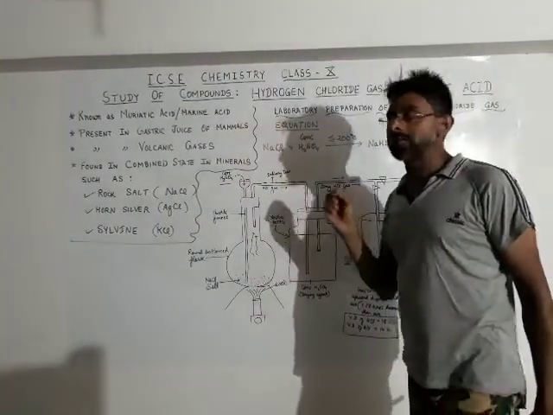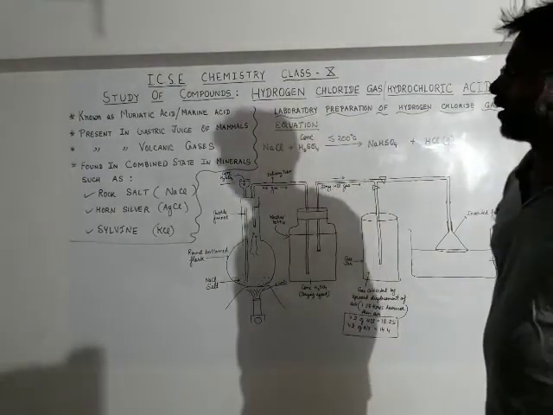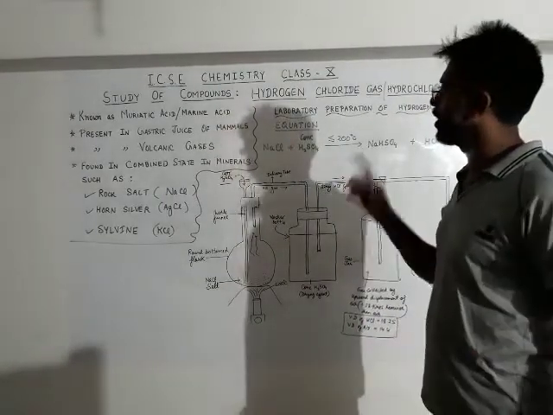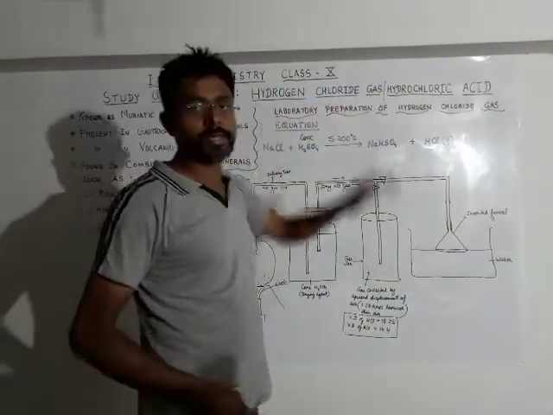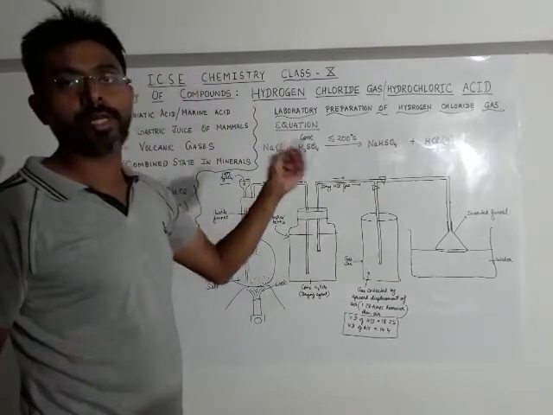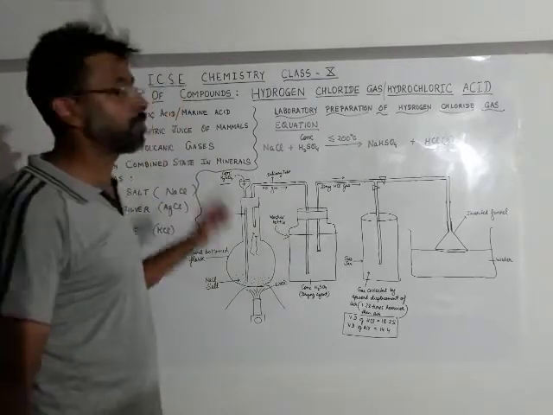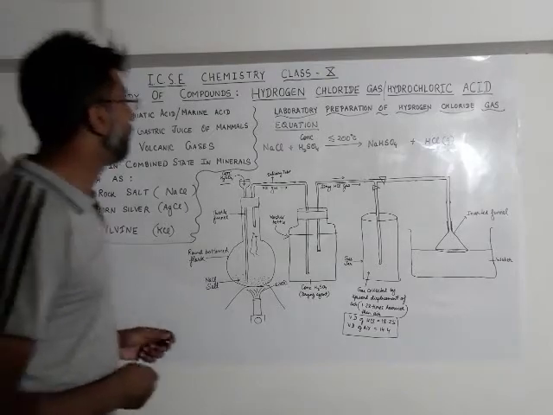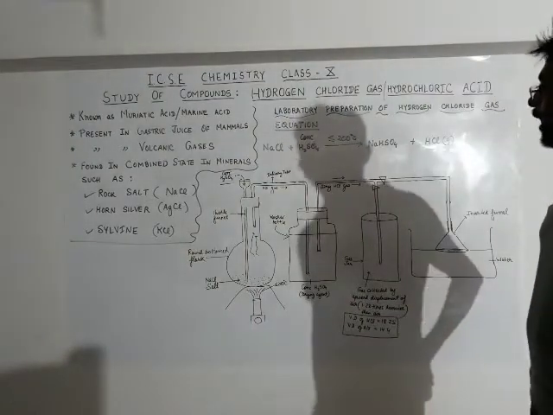Today I want to just briefly discuss the chapter hydrogen chloride gas, hydrochloric acid. Now this is one part of the chapter which is called study of compounds. In this study of compounds there are parts like hydrogen chloride, hydrochloric acid, part 1. Next one is study of compounds ammonia. Next one is study of compound nitric acid, and the last one is study of compound sulfuric acid. So today, in this first part, out of the 4 parts, I will briefly explain you the chapter hydrogen chloride gas and hydrochloric acid.